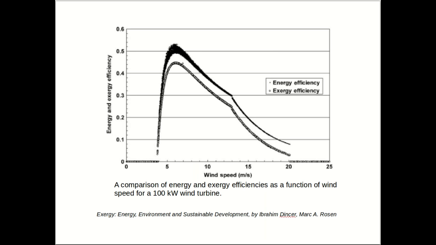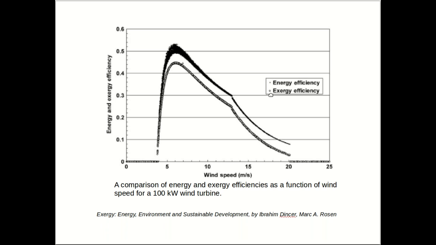So to set up the entire exergy analysis is actually quite a complex task. It's not so easy, and it's beyond the scope of this video. But I would like to show a comparison of energy and exergy efficiency as a function of wind speed for a 100 kilowatt wind turbine in northern Istanbul. So this is the diagram. The horizontal axis is the wind speed in meters per second, and the vertical axis is either energy or exergy efficiency.